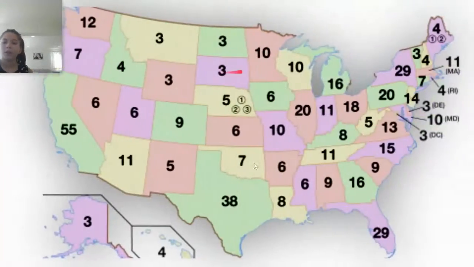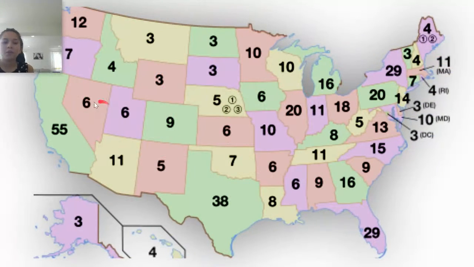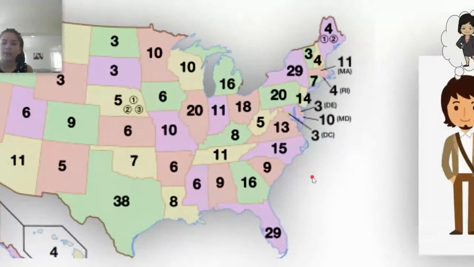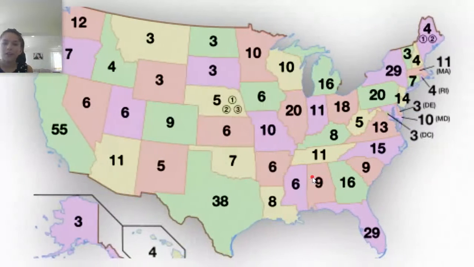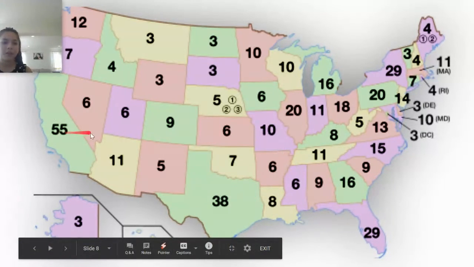If we look at this again, we can see how different states have different numbers of electors. If you notice, bigger states have more electors and smaller states have fewer, but the least amount you can have is 2. And the biggest in the United States is 55, in California.